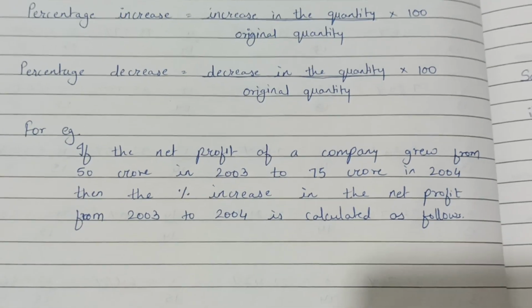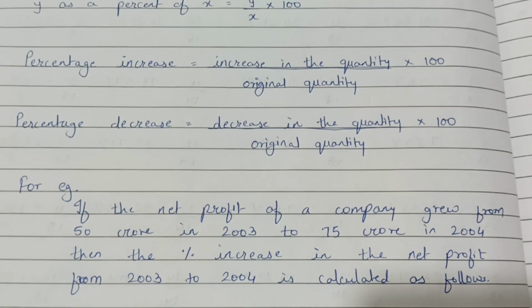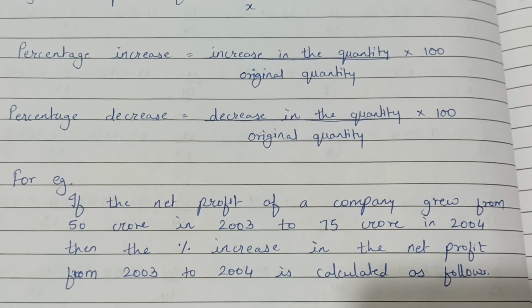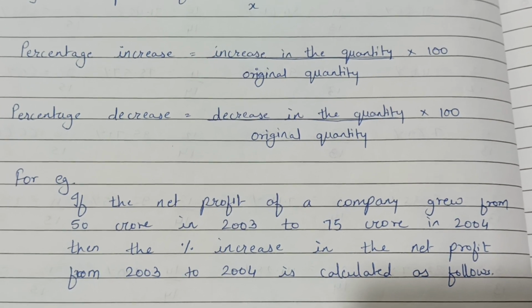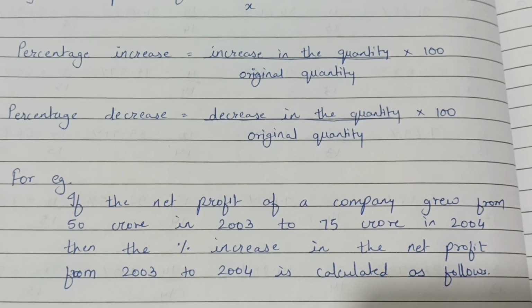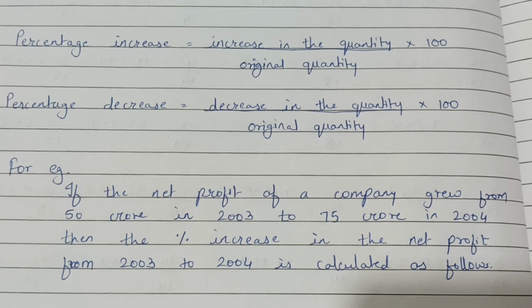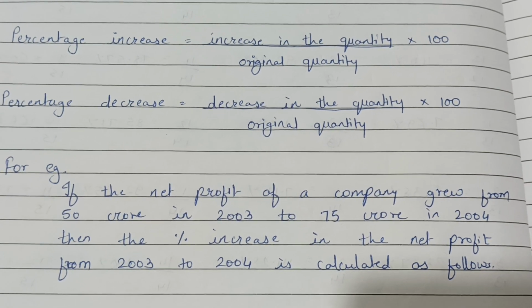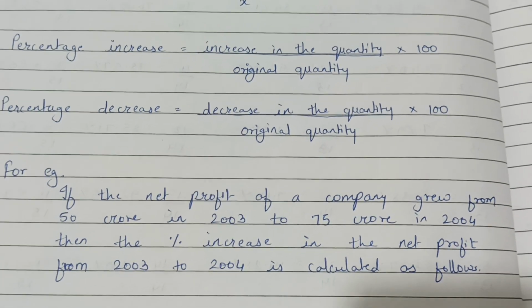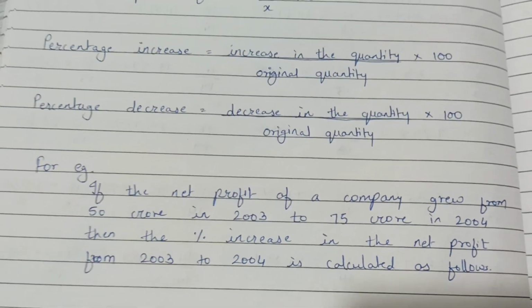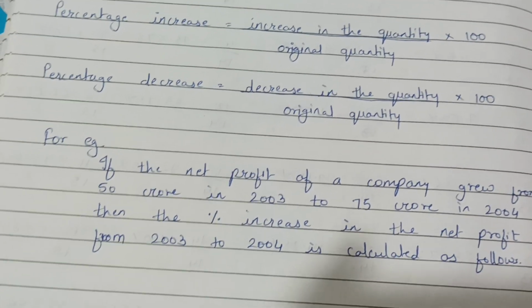For example, here we have given the example: if the net profit of a company grew from 50 crore in 2003 to 75 crore in 2004, then the percentage increase in the net profit from 2003 to 2004 is calculated as follows. We will solve this question.